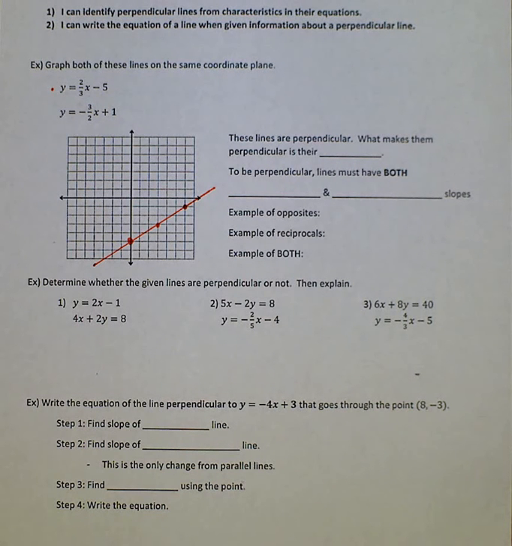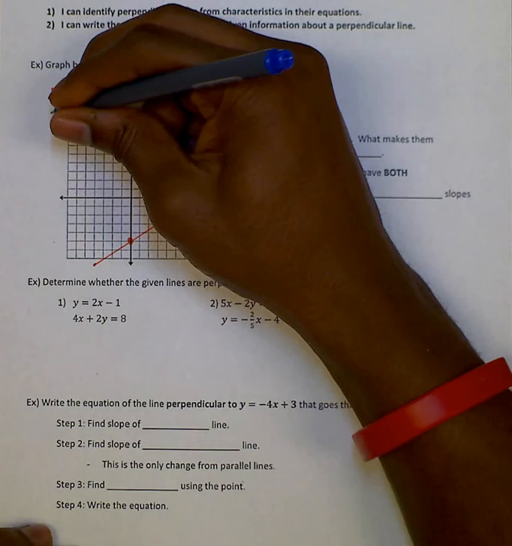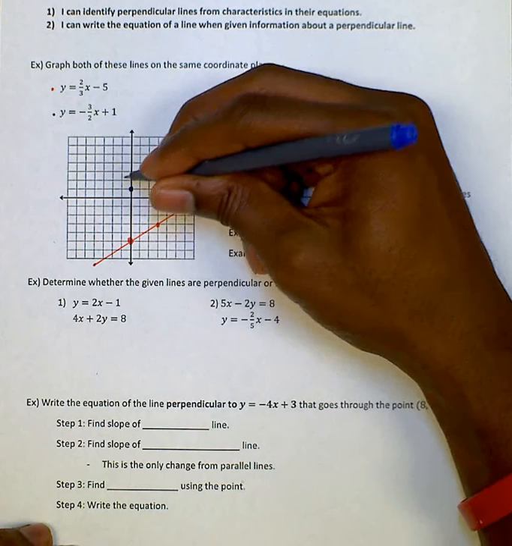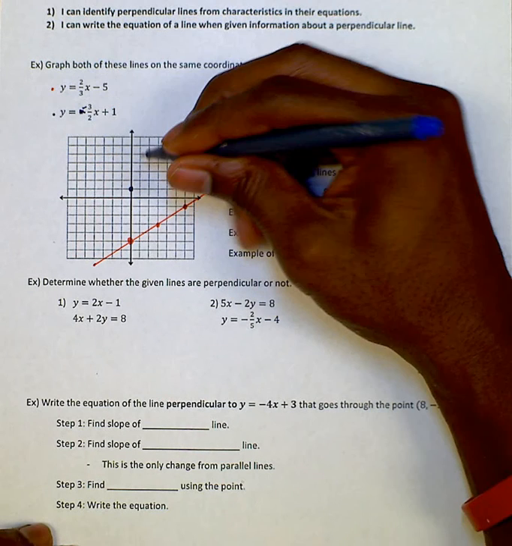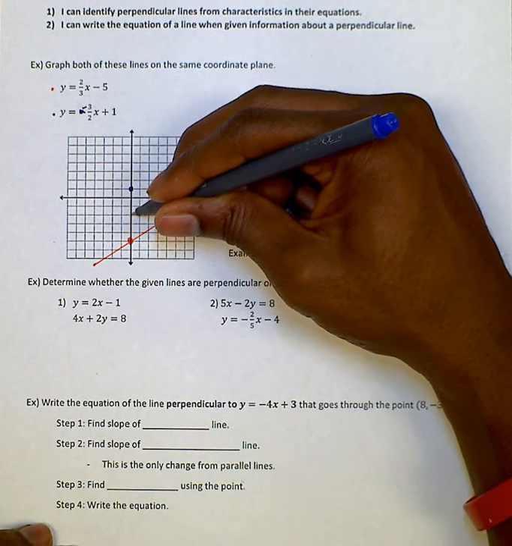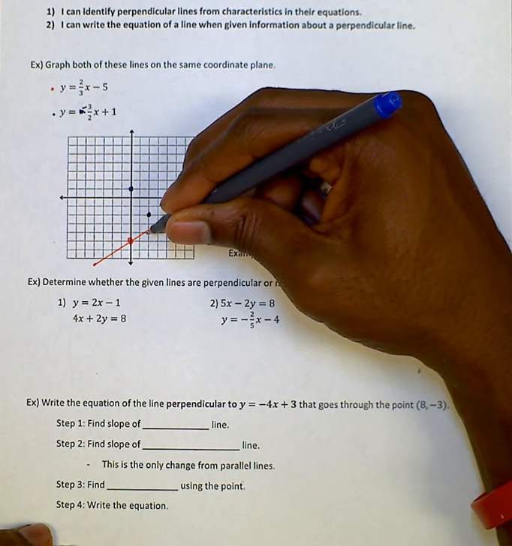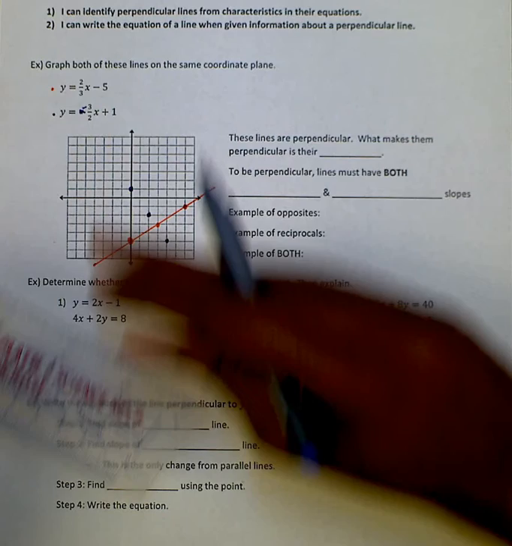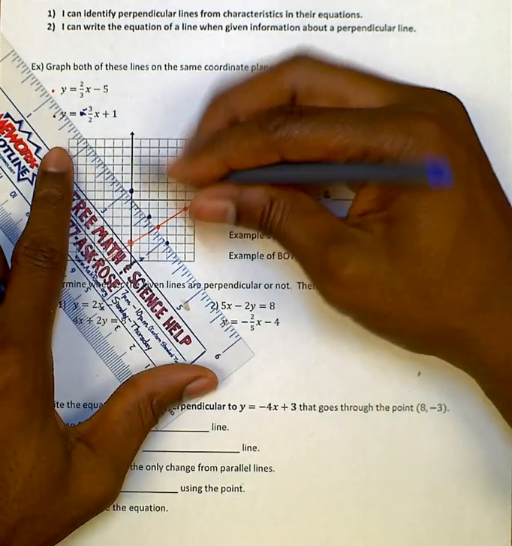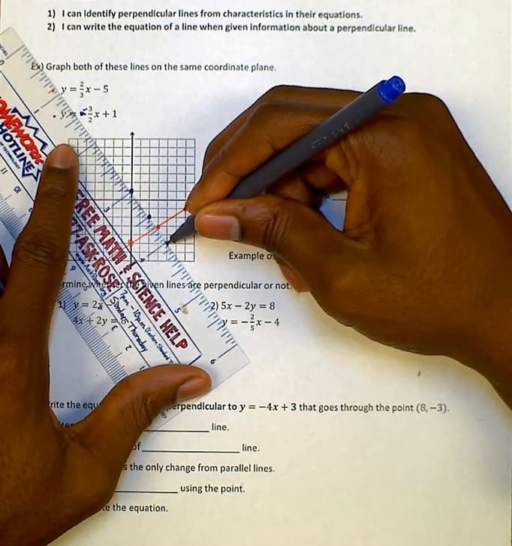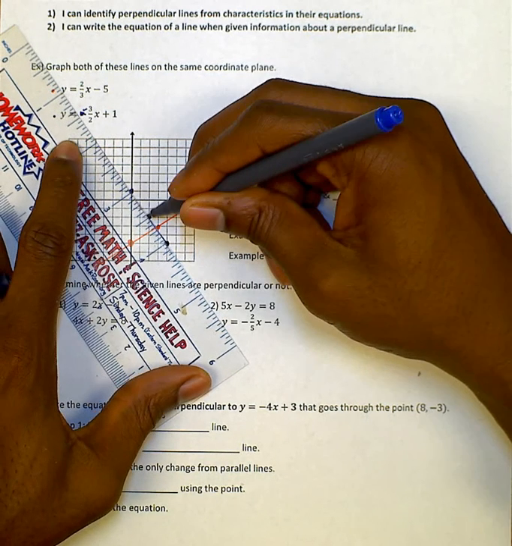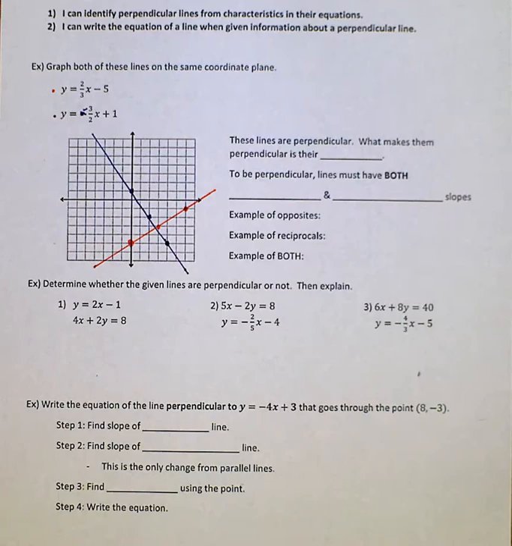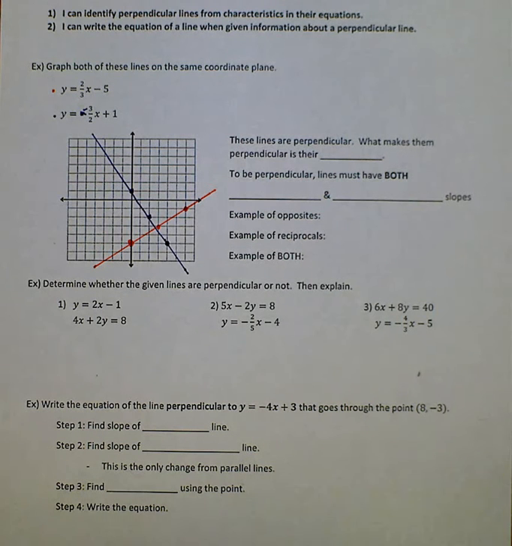Second line, yay for us, they gave it to us in slope-intercept form, and so my y-intercept is 1. My slope is -3/2, so I'm going to go down 3, 1, 2, 3, to the right 2. Down 3, to the right 2. Okay, and then through those points, make a straight line.